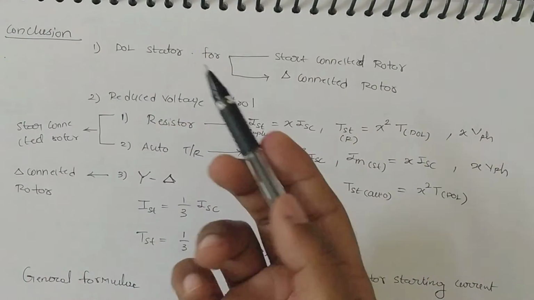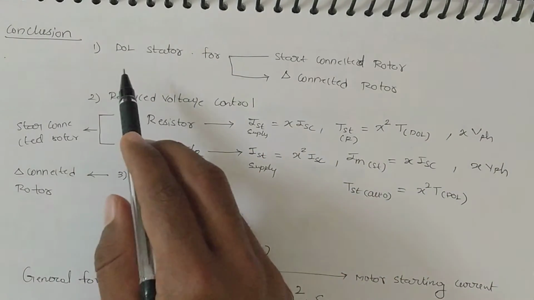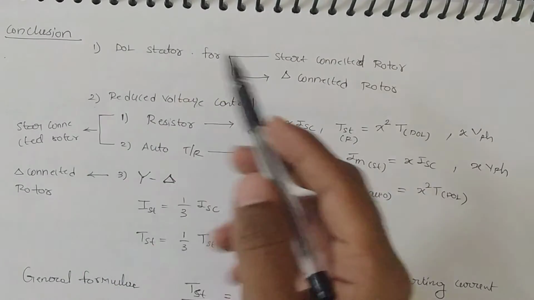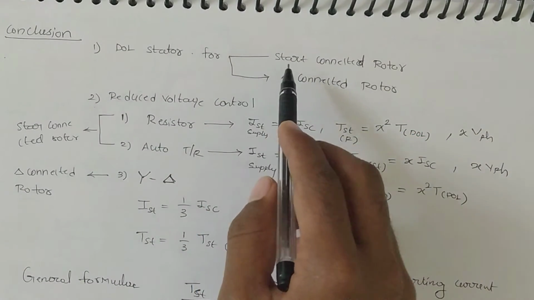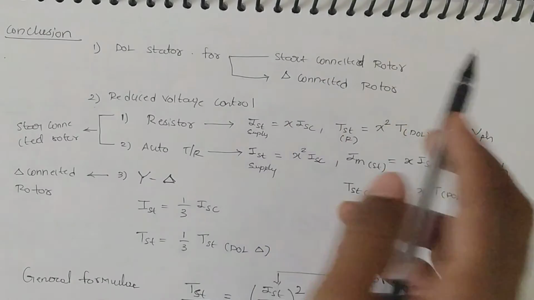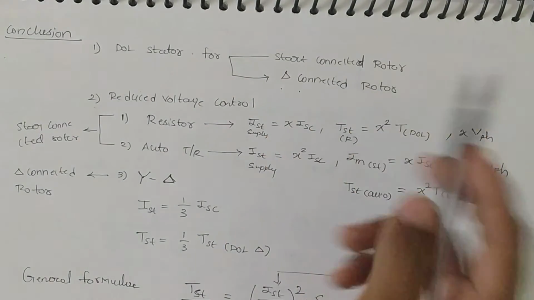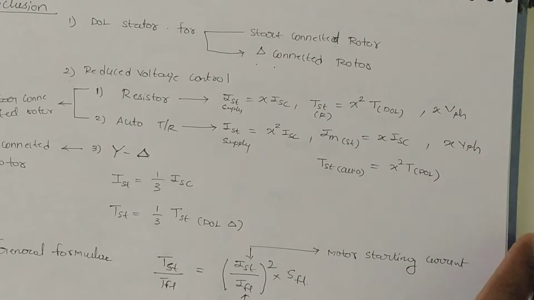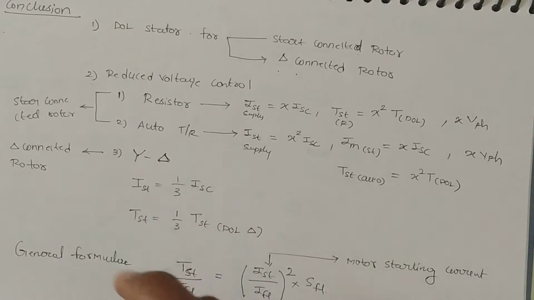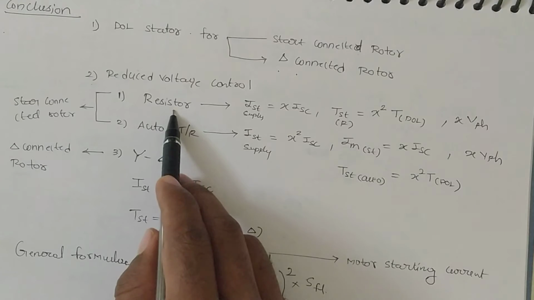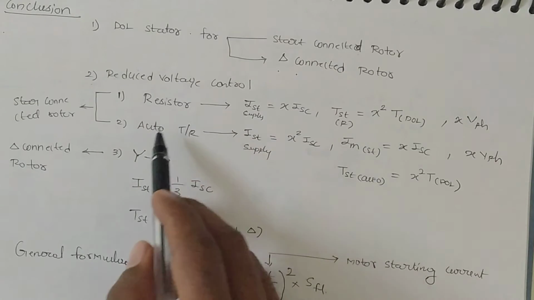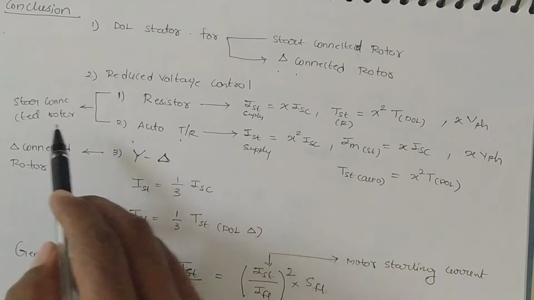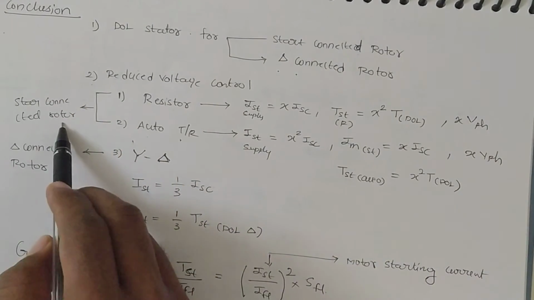We have two types of starting methods: one is full voltage and the other is reduced voltage. In full voltage, we again have two types: full voltage applied to the star connected rotor and full voltage applied to the delta connected rotor. In reduced voltage, we have three types: using a resistor or reactor, and using an auto transformer. These two methods are good for star connected rotor.